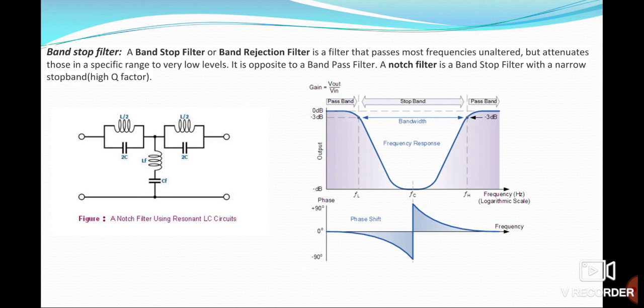The band stop filter will basically reject a band of frequencies and it will allow the passage of another band of frequencies for the given output. So here a band stop filter or band rejection filter is basically a filter that passes most frequencies unaltered but attenuates those in a specific range to very low levels. It is opposite to that of a band pass filter.